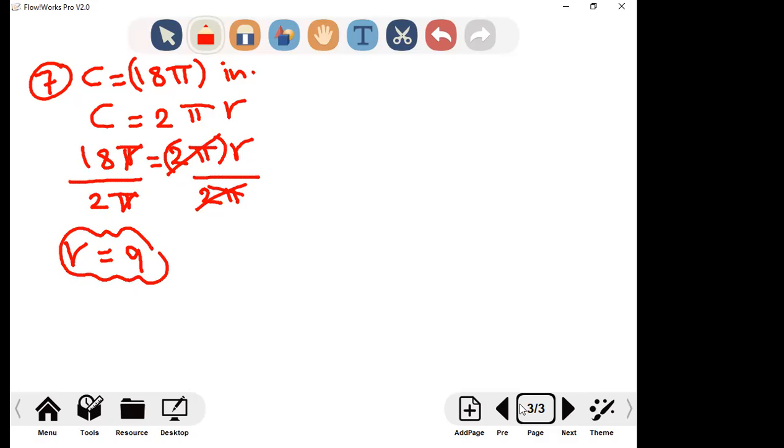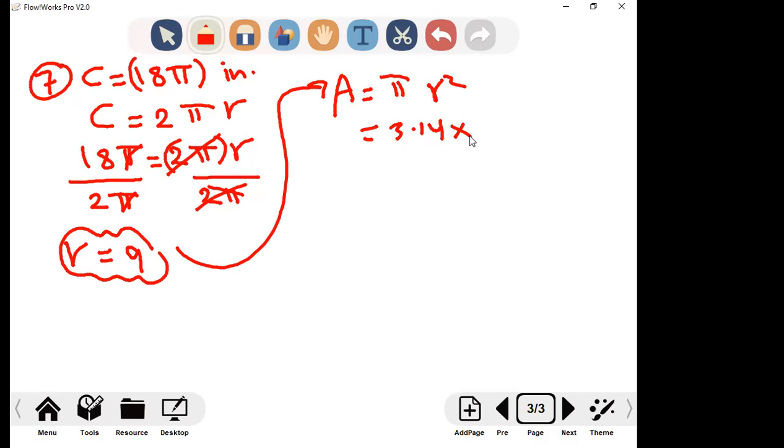Question 7. R is 9. Do we finish? No. Still what? The area. So A equals pi r power 2. This is equal 3.14. Use the radius which you found. 9 power 2. 3.14 times 9 times 9. Yani 3.14 multiplied by 81, which is 254.34.